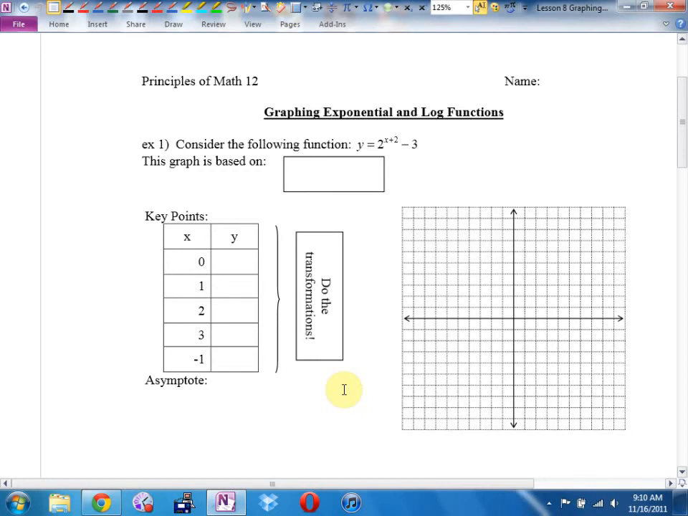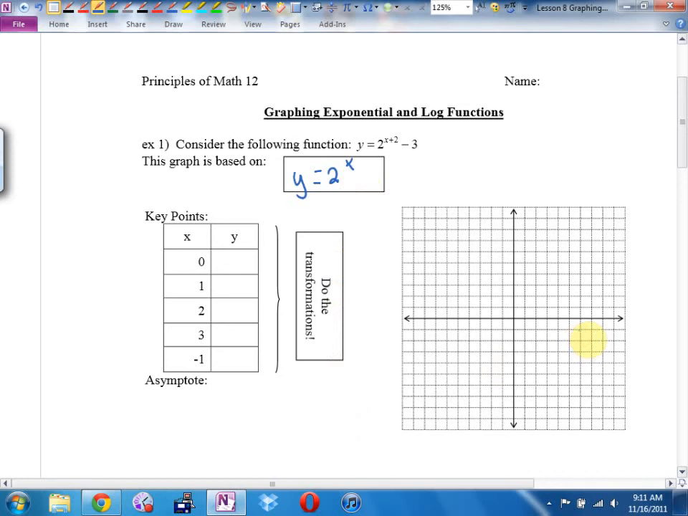Amanda, how do I know this is an exponential function? Where is the x sitting? What's your base here? I'm going to argue this graph is based on this. And to graph either a log function or an exponential function, I'm always going to start out by doing a table of values for the basic graph. Then I'm going to do the transformations. Then I'm going to sketch it.